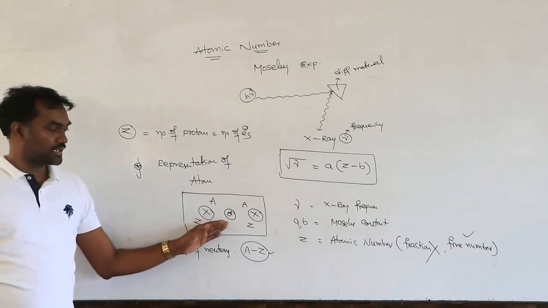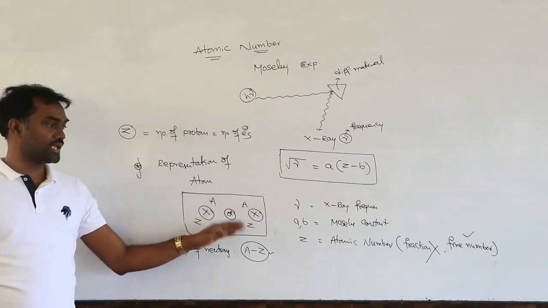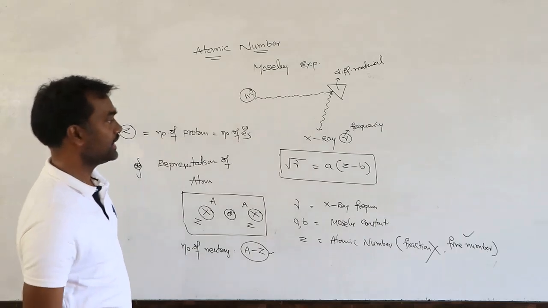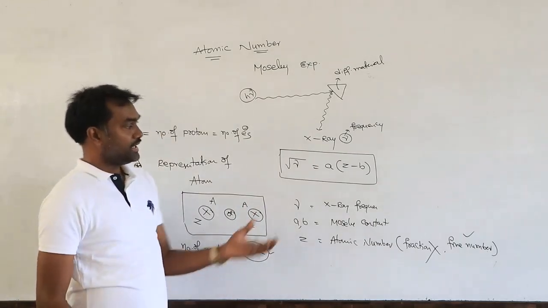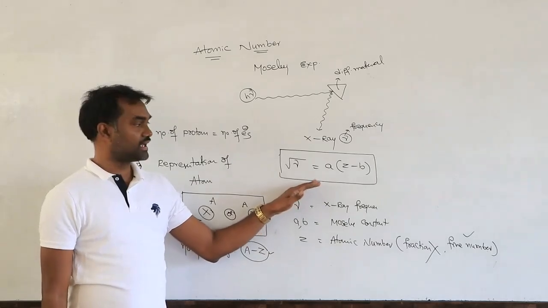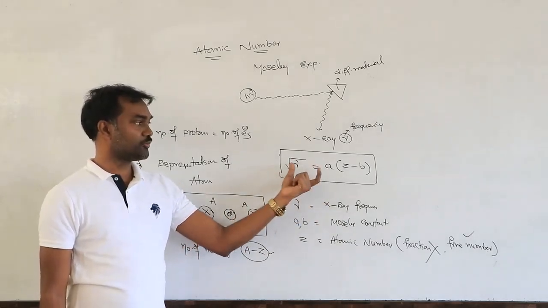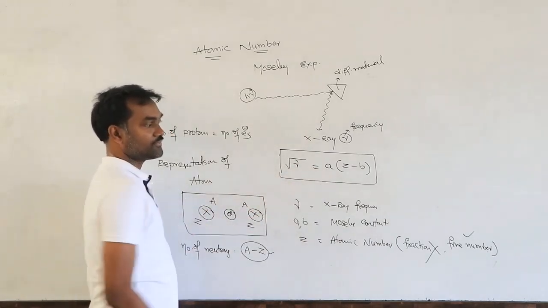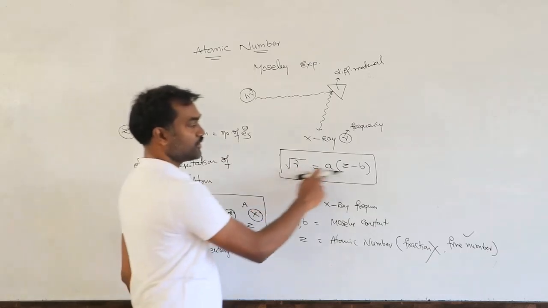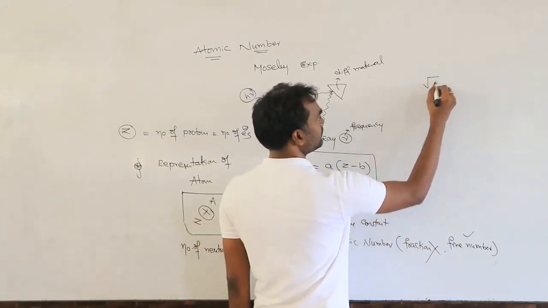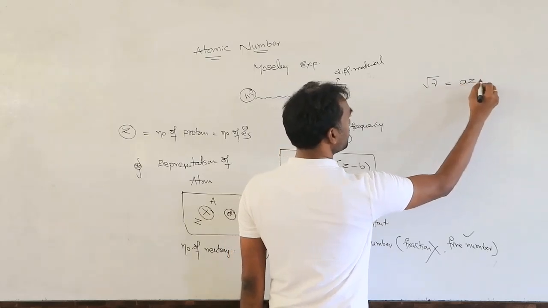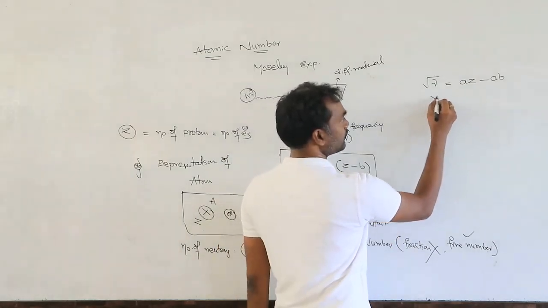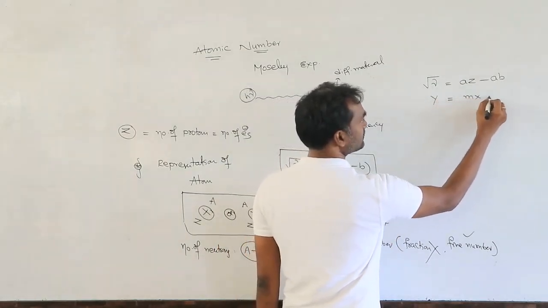Based on this representation of atoms, there are many types of atoms, such as isotopes, isobars, isotones, which are created. Up to theory or CET, this much is enough. But in NEET and JEE they will ask in the form of a graph also. If you multiply this out, root nu equal to AZ minus AB, it looks like y equal to mx minus c.